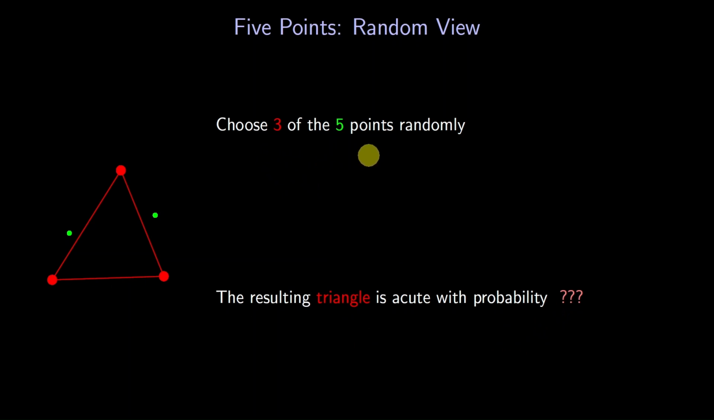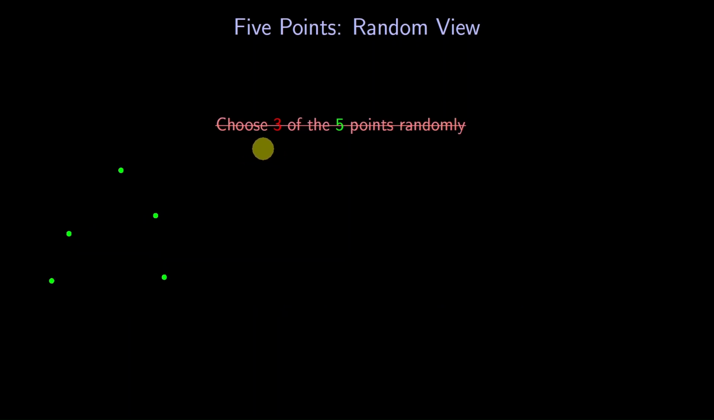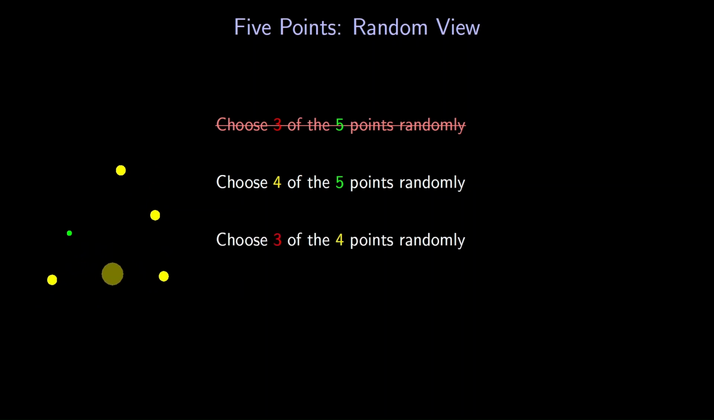How can we use 4 points? Here's an idea. We won't choose 3 points directly. Instead, we'll choose 4 points at random. I've colored them yellow. Then we'll choose 3 of the 4 points at random. I've colored those 3 red. This 2-step process is equivalent to choosing 3 of the 5 points at random. We just did it with an intermediate step.